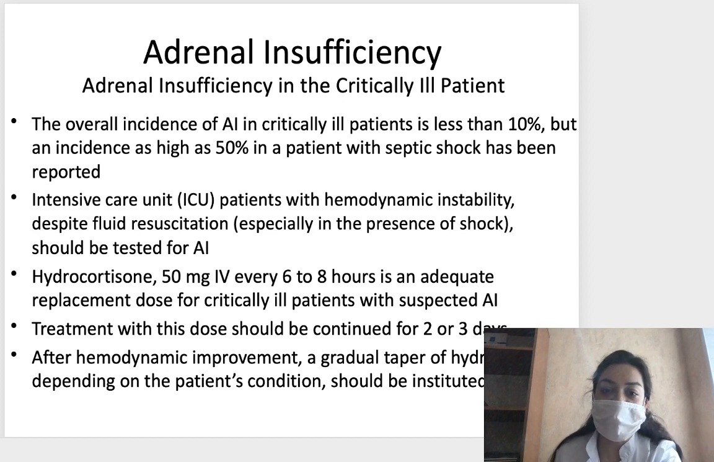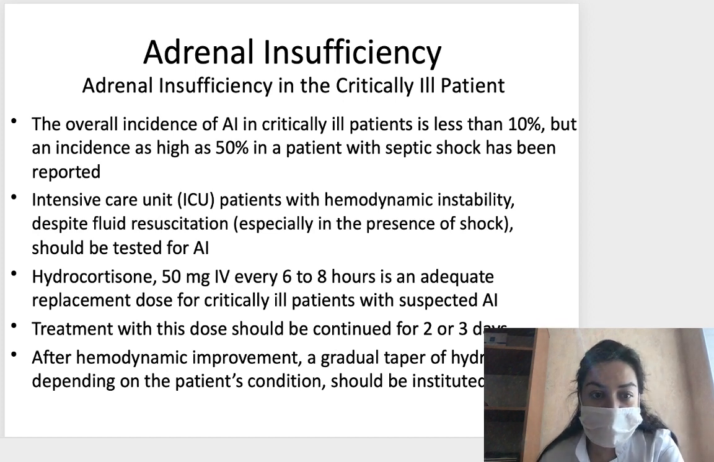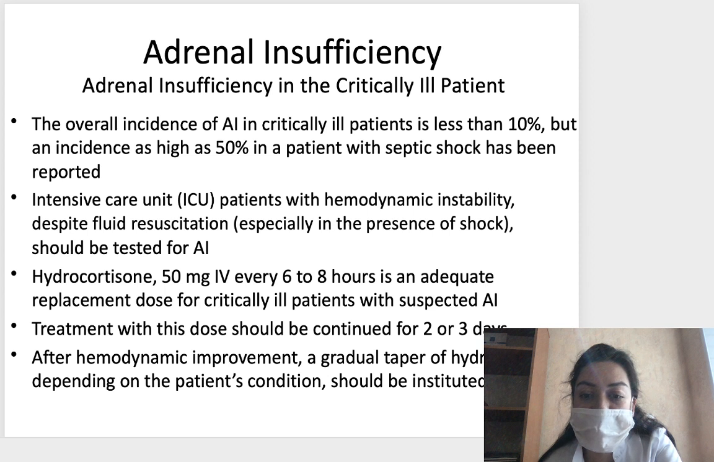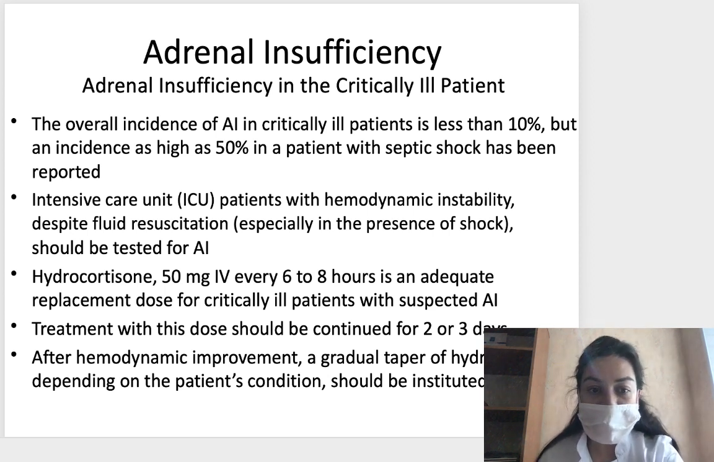Patients with hemodynamic instability despite fluid resuscitation, especially in the presence of shock, should be tested for adrenal insufficiency. Hydrocortisone 50 milligrams IV every 6 to 8 hours is an adequate replacement dose for critically ill patients with suspected adrenal insufficiency. Treatment with this dose should be continued for 2 or 3 days. After hemodynamic improvement, a gradual taper of hydrocortisone, depending on the patient's condition, should be instituted.